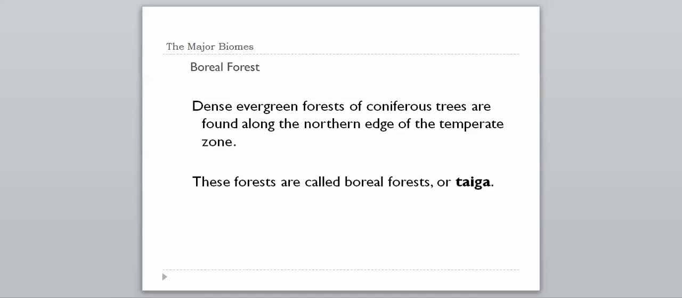So our second to last one is called the boreal forest. So this has dense evergreen forest, which has our conifers that are found along the northern edge of the temperate zone.